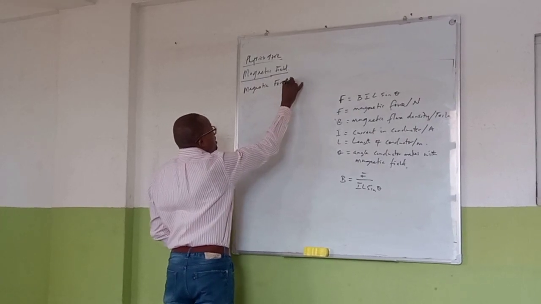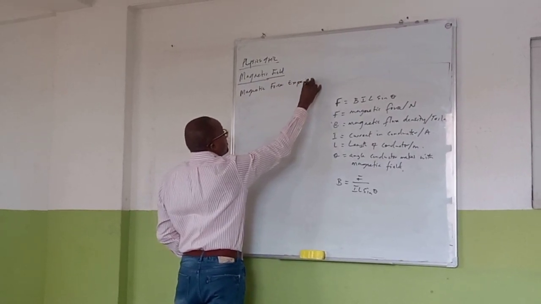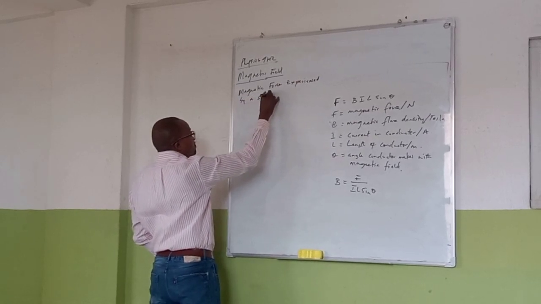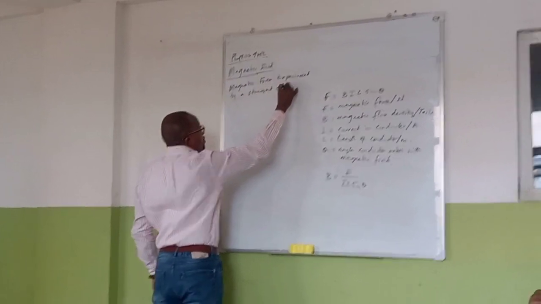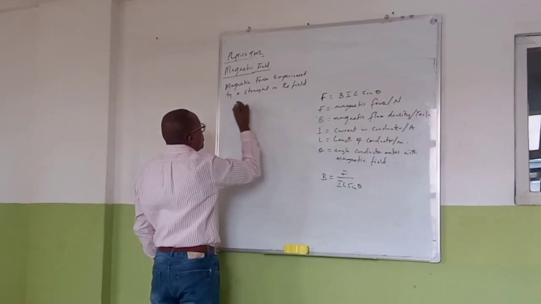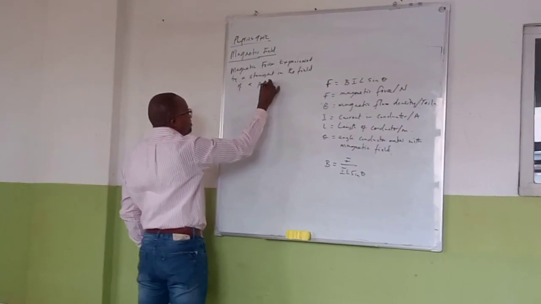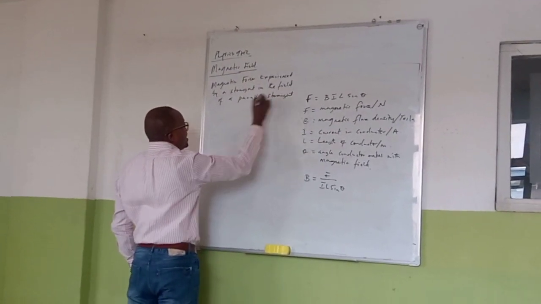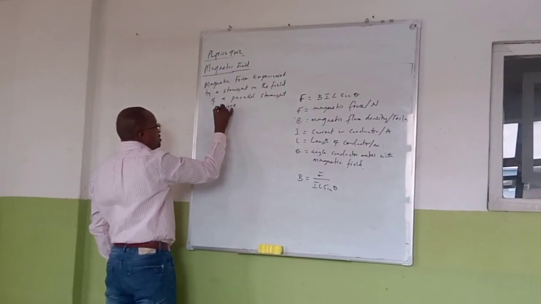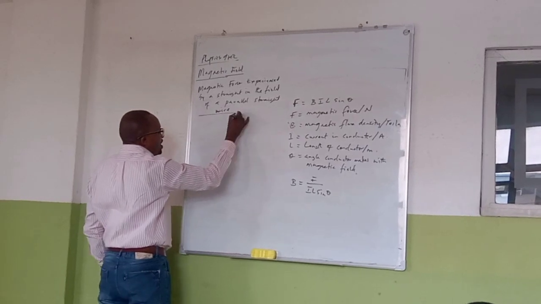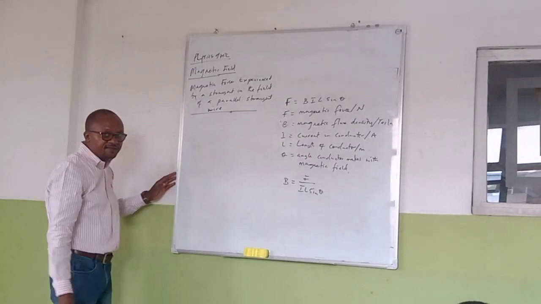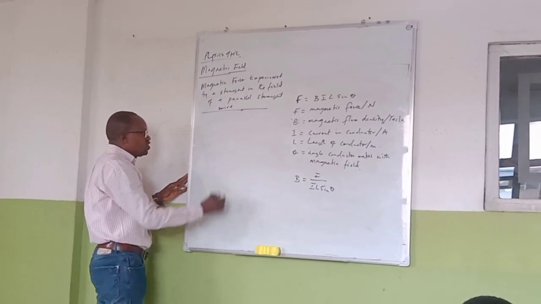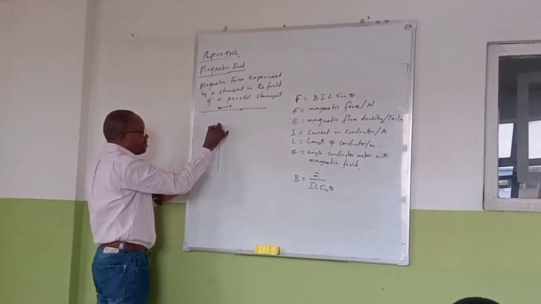Magnetic force experienced by a straight wire in the field of a parallel straight wire. The magnetic force experienced by a straight wire in the field of a parallel straight wire. Are you following? So let us say you have straight wire A.